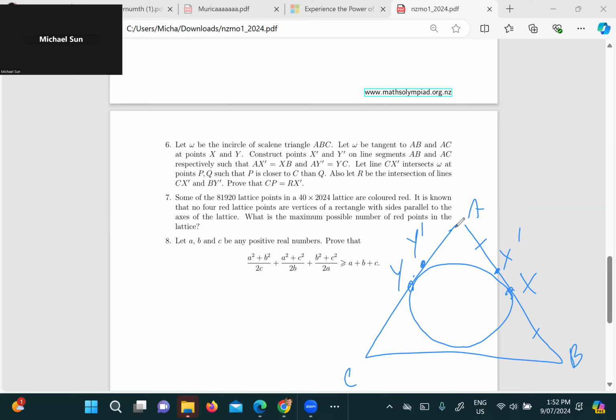So it looks like this then. It looks like that. You know what I'm saying?